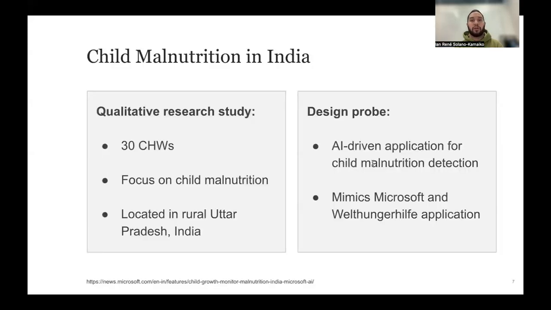To answer this question, we conducted a qualitative research study with 30 CHWs focusing on child malnutrition in rural Uttar Pradesh, India. We built a design probe based on an AI-driven application for child malnutrition detection built by Microsoft and Wealth Hunger Life. Our work does not implement an ML model, but instead mimics how this device might work in production. Accompanying our design probe, we used a doll as a proxy for a child with malnutrition.